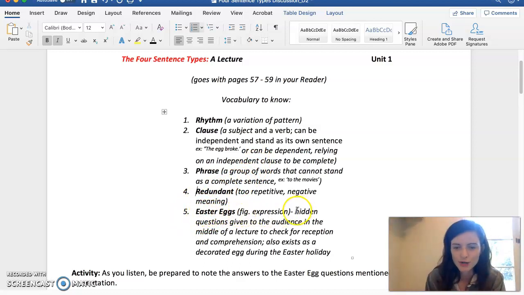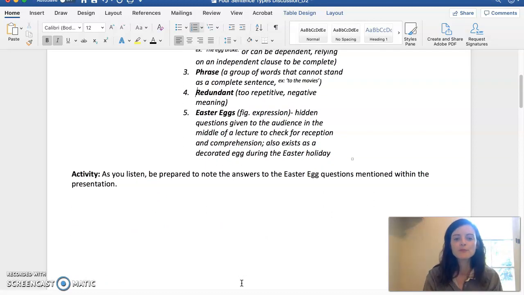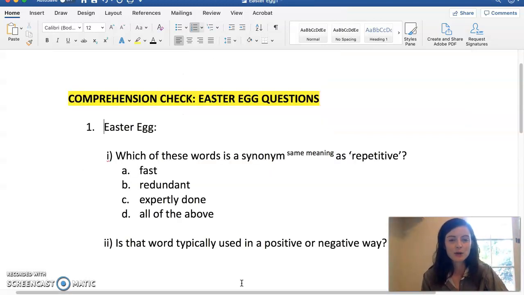This is a figurative expression for our purposes, which are hidden questions given to the audience in the middle of a lecture to check for reception and comprehension. It also exists as a decorated Easter egg during the Easter holiday. All right, and as you listen, be prepared to note the answers to the Easter egg questions mentioned within the presentation. So knowing that, let's take a look at our first Easter egg question.